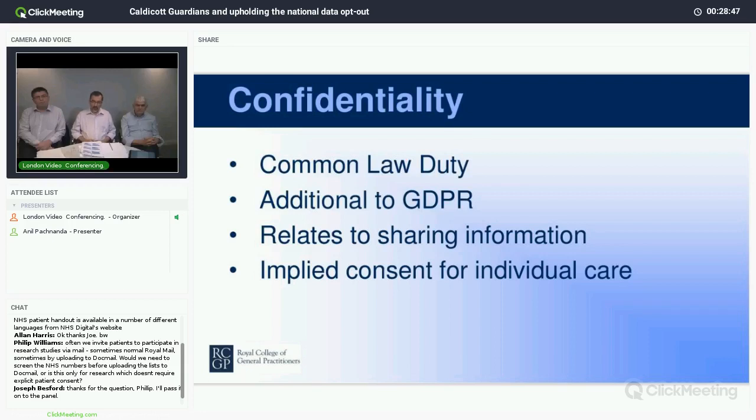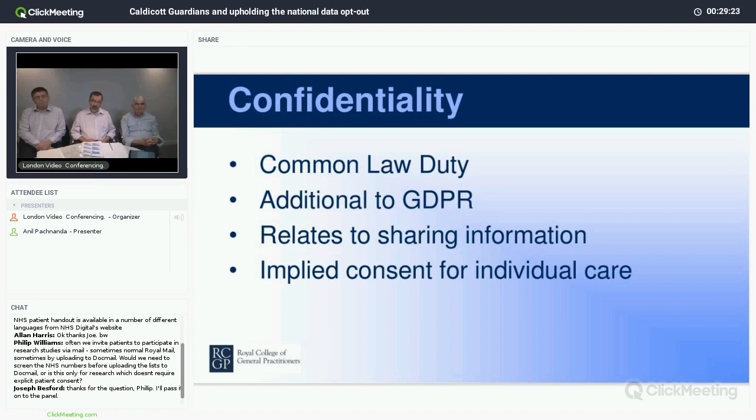Confidentiality is a common law duty. So whereas GDPR is implemented through statute law, the common law duty of confidentiality is built on a whole history of legal cases that have established how you have to behave to stay within the law. And it is additional to the GDPR. It's not an optional extra, it's not instead. You must consider the common law duty of confidentiality as well whenever you are sharing information with somebody else.